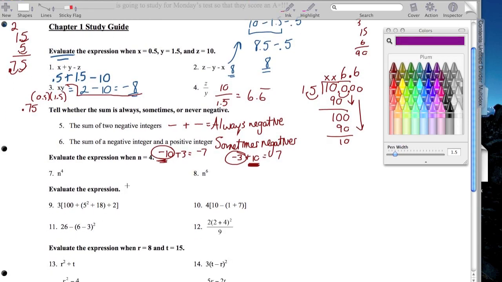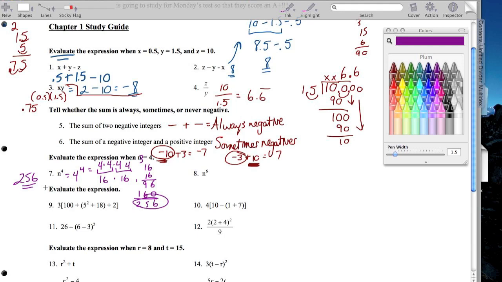Moving on, let's take a look at number 7. Evaluate the expression when n equals 4. So really this is going to be 4 to the 4th, meaning 4 times 4 times 4 times 4. Now I like to do it based on what I know. I know 4 times 4 is 16, and so same goes there. And then I can just multiply 16 times 16, 6 times 6 is 36, carry the 3. I get 256. So the answer to number 7 is 256.